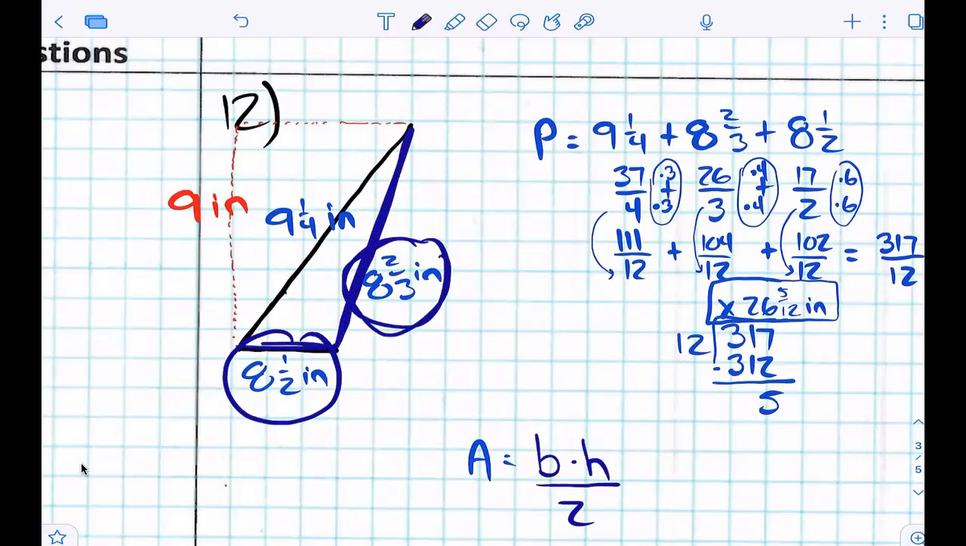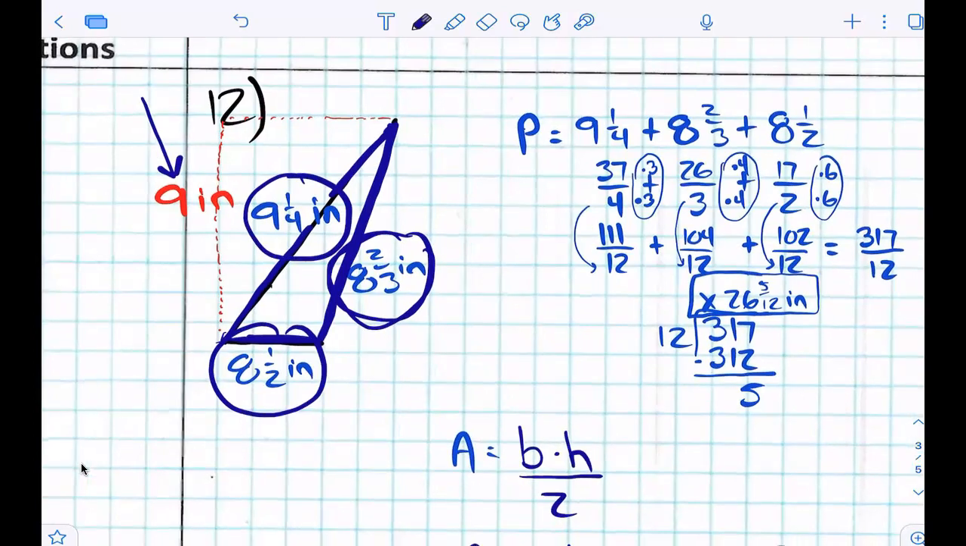So we would use the bottom 8.5, the side 8 2/3, and then this side, which is 9 1/4, right? So perimeter would be all of the measurements on the outside of the shape, yes? This is the height of the shape, isn't it? Do we use that one for perimeter? No, we're not using that for perimeter at all. So we add up all of the sides.